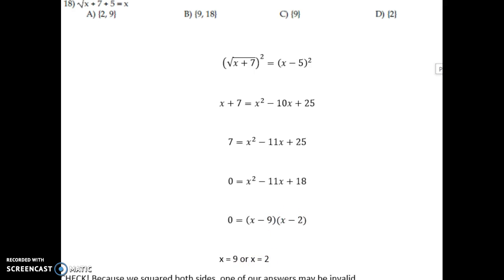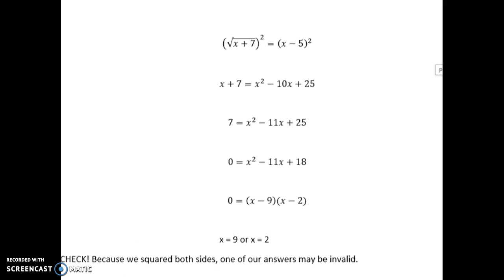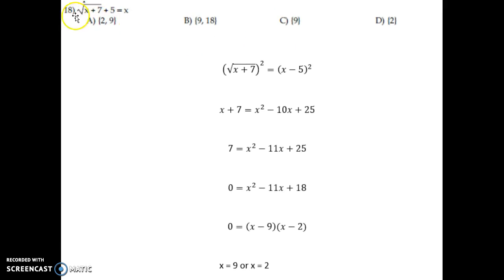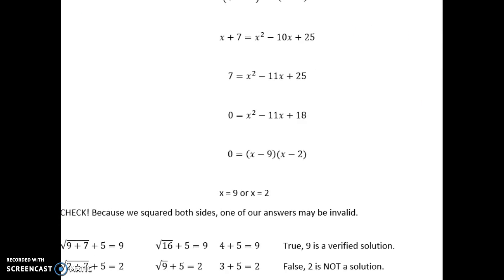And now we need to check our answers. Anytime you square both sides, you need to check your answers by plugging them back into the original equation to make sure that they both are actual answers and make that equation true. So this symbol here means the square root, and we always just take the positive square root when we see that symbol. So let's plug a 9 in.